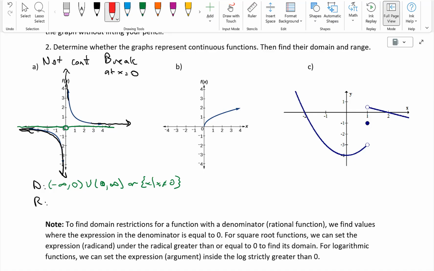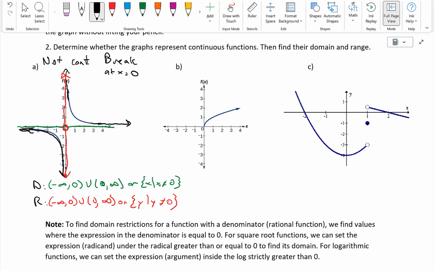And for the range here, we can see the same thing happening. We do not ever hit that x-axis, but it runs down forever along the y and up forever along the y-axis. So we've got a -infinity to 0 union 0 to infinity. Or to see the set builder for the range, same thing but with a y. Y such that y is not 0.